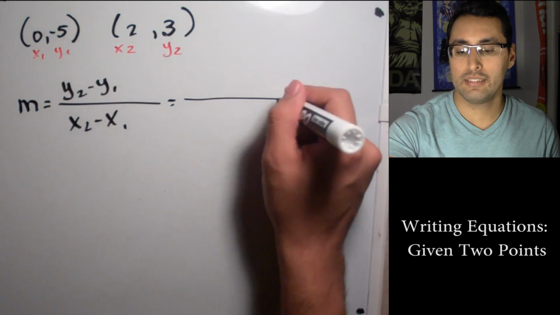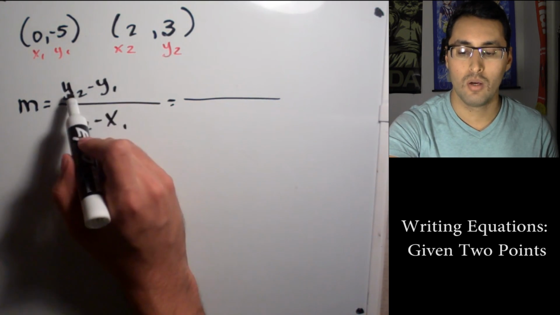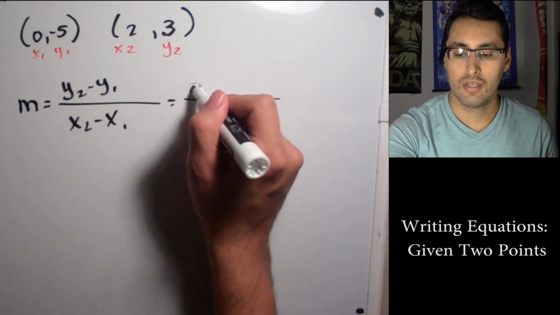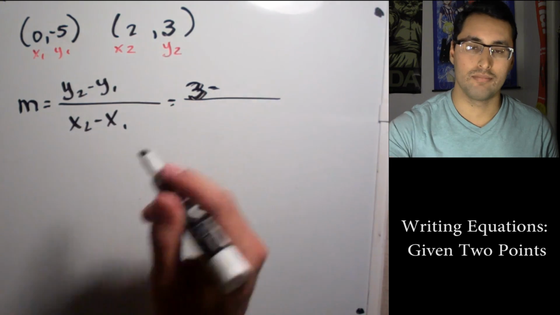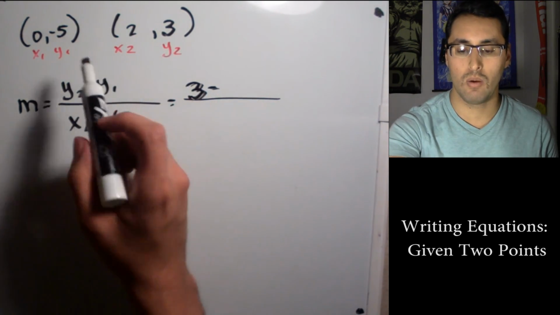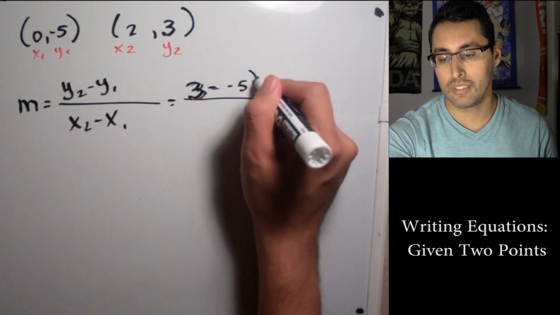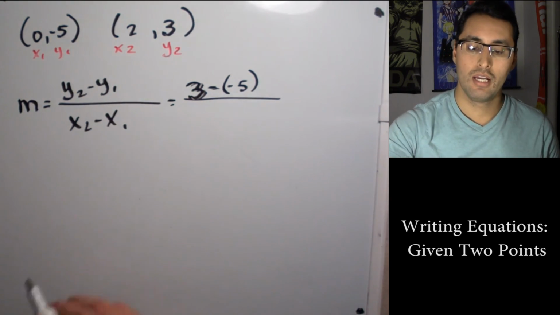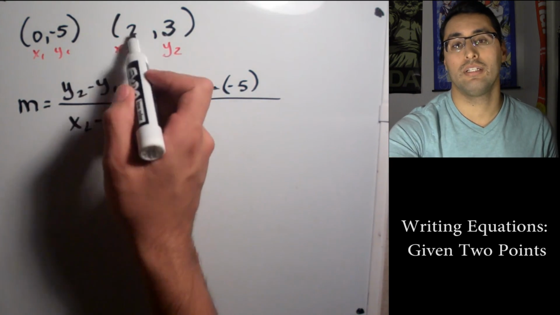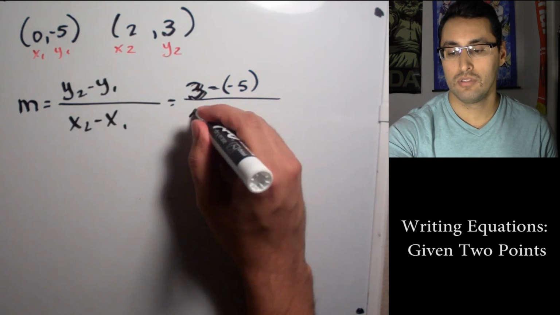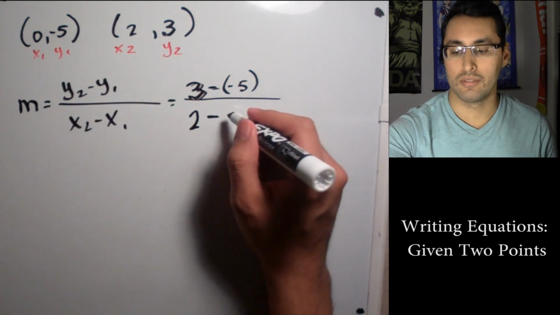Okay, so with this, y2 minus y1, y2 is 3. And before I even look at what y1 is, I'm gonna put a minus sign. All right, now tell me what is y1? It's a negative 5. So I'm gonna put minus 5. I'm gonna put that in parentheses here. Okay, now x2 minus x1. x2 is, just kind of looking at here, is positive 2. Before I look at x1, I'll put a minus sign, and x1 is 0.